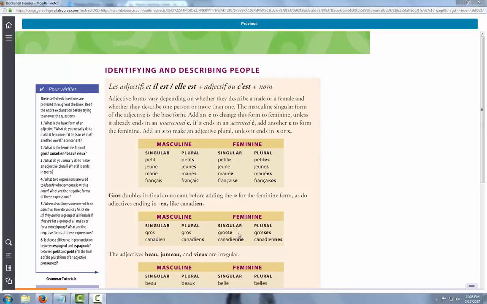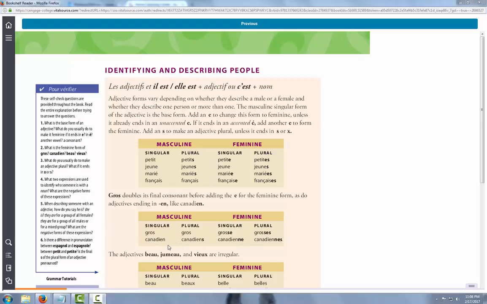To make it feminine, though, you're going to be doubling up the S and adding an E. Feminine singular and feminine plural is the same thing. Double up the S, add an E, plus add a final S to make it plural. So, il est gros, ils sont gros, elle est grosse, elles sont grosses. Okay? You're only hearing two forms, but you're writing three different forms.